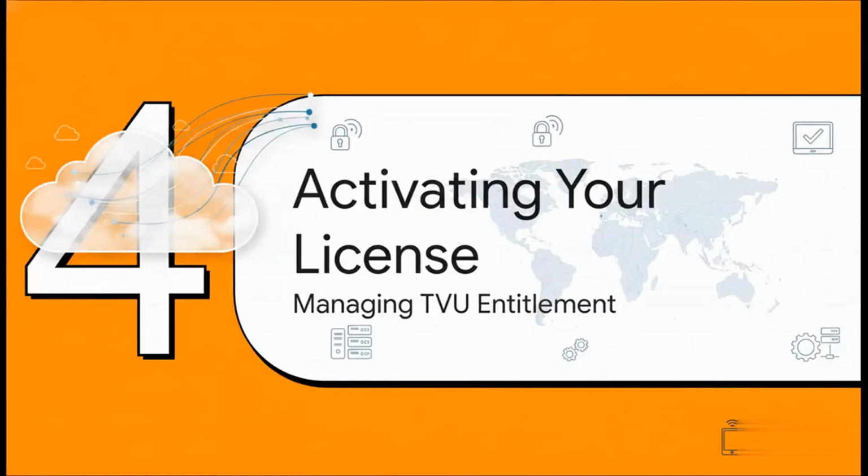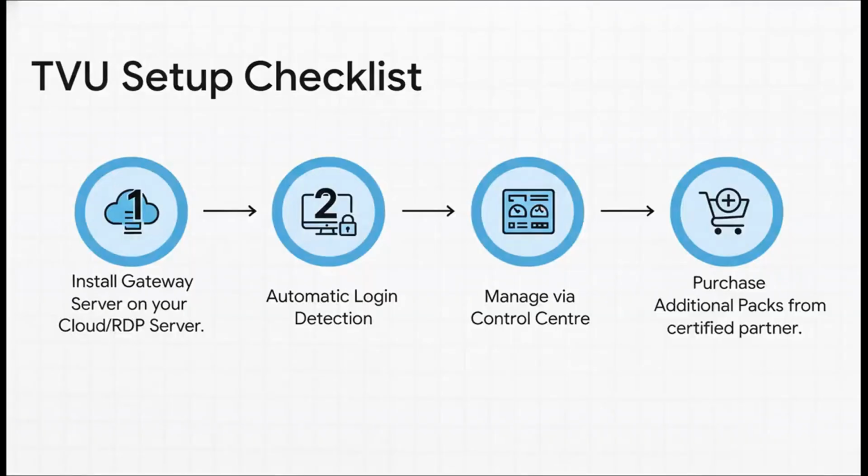Okay, so this all sounds amazing, right? But how do you actually get it up and running? Let's take a look at the practical side of things, how to activate and manage your TVU packs. I promise, it's a lot more straightforward than you might think. So, for all the IT folks watching, here's your quick checklist. First, you'll install the Tally Gateway server on your cloud or RDP server. From there, Tally's pretty smart. It just automatically sees when someone logs in virtually and checks against your TVU balance. You can keep an eye on everything from the control center, and if you ever need more packs, you just give your Tally partner a call.